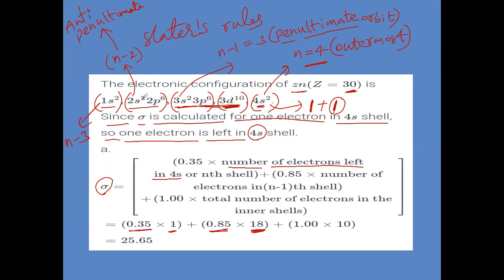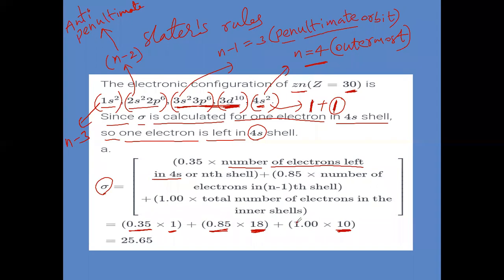Now, here are the n minus 2 electrons and n minus 3 electrons. How many are there? 2 plus 6, 8. 8 plus 2, how many? 10. So the remaining electrons, how many are there? 10 electrons. It's 10 electrons into 1. So here, what we have to understand is that the contribution of electrons is 0.35, and the contribution towards the screening effect is 0.85 here.